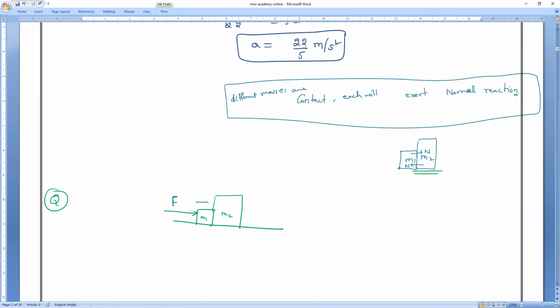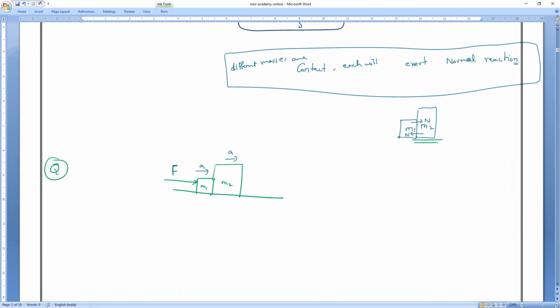So will both accelerations be in the same direction or different directions? Force is applied in the same direction. So are both in different directions or the same direction? Fastly, everyone.